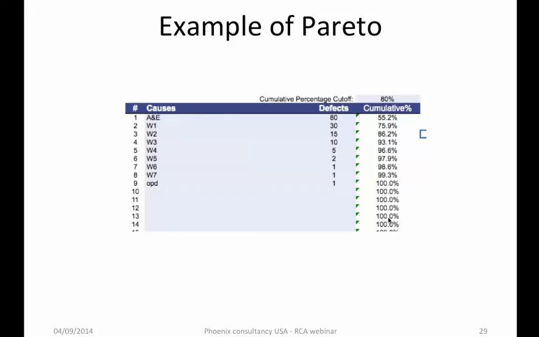So I've put together, using an Excel template that you can download from the webinar, an example. Imagine that we've got a laboratory that's serving an A&E and 7 wards and outpatients. And there are defects that occur. And there may be specimen labeling defects. Hemolysis doesn't really matter. But you do an audit, you collect data over a period, and you find this pattern.